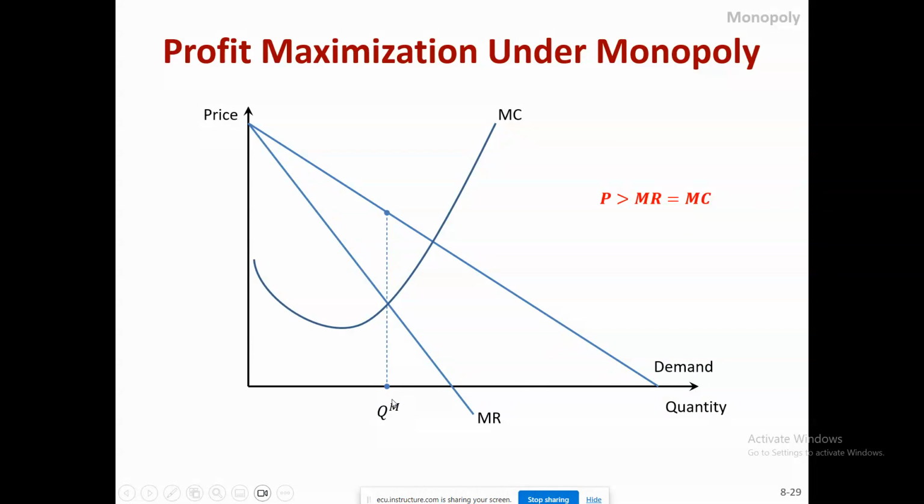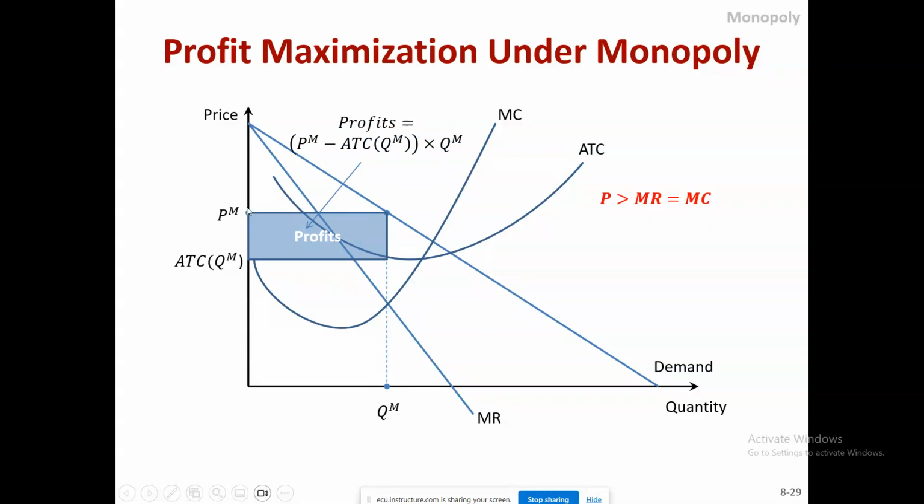Since the monopolist defines output, the consumers will decide the price. So we trace up to the demand curve from this output level to figure out how much the consumers are willing to pay. So PM and QM is the point. And we can say this is the average total cost. At this output level, what is the average total cost, or per unit cost? Again, we trace up to the average total cost to figure it out. Then the difference between price and average total cost is the per unit profit. Multiply by the units, and this rectangle area represents the profit.